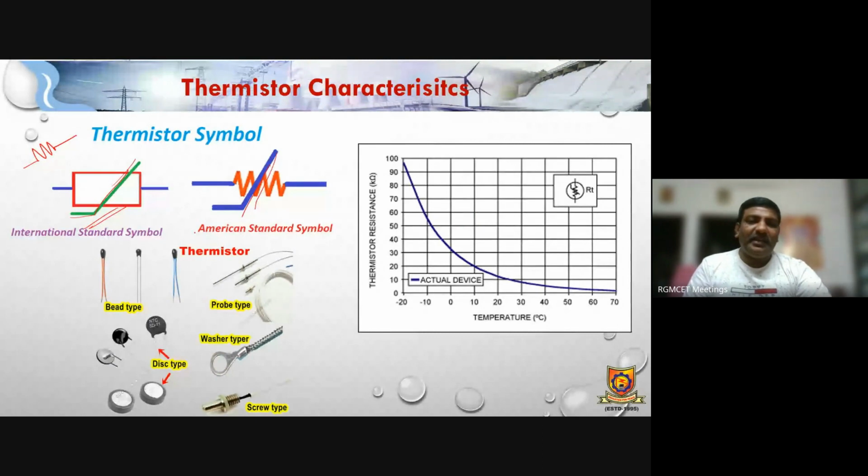So these are the practically available thermistors. Bead type thermistors, probe type, washer type, disc type, screw type. Like that, there are different types of thermistors available in the market. So normally we use probe type thermistors in the lab. Okay, right.